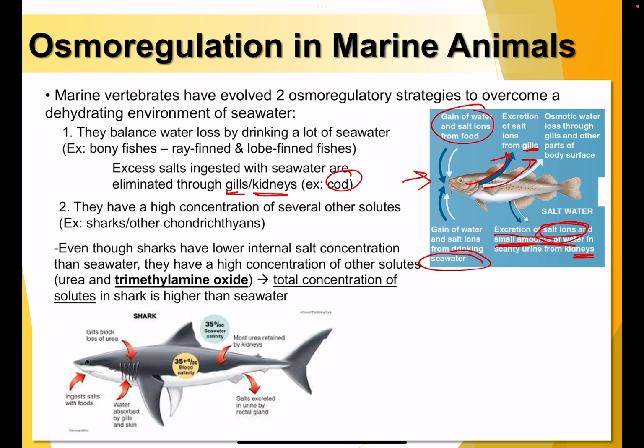Okay, so the second evolution or adaptation that these marine animals have to overcome the salinity of their environments. Salinity means the salt concentration of the environment. So they have a high concentration of several other solutes that are also impermeable through their skin and cell membrane, and they just retain a lot of solutes in their body, such that whatever total solute concentration is inside their body, it's either equal to the ocean or it's a little more than the ocean.